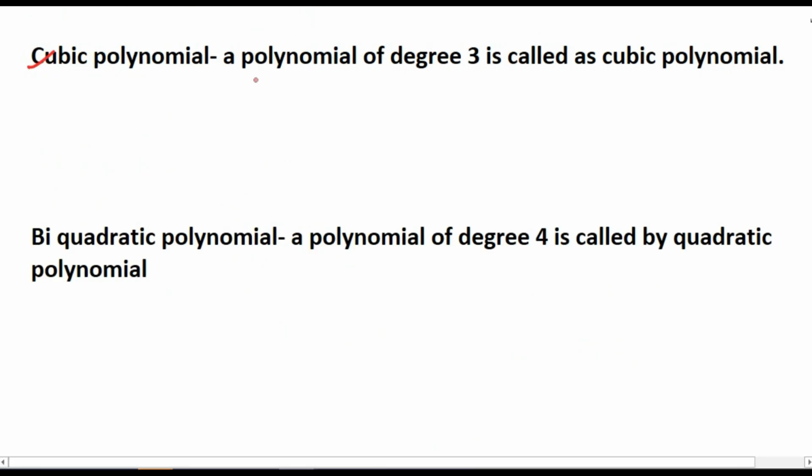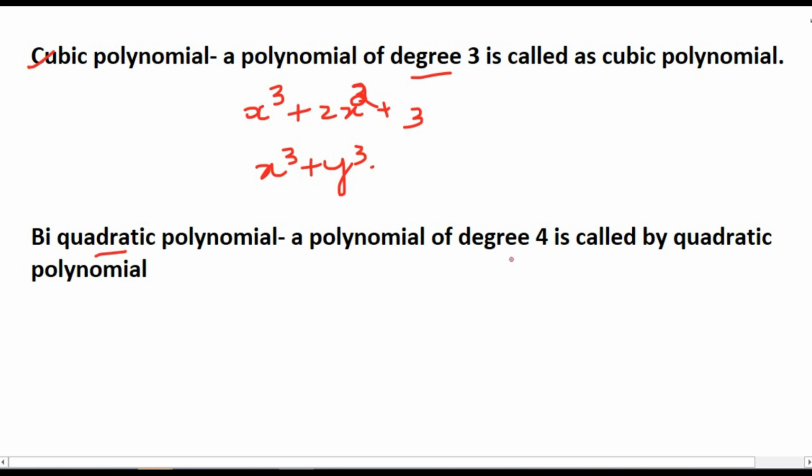Now next is cubic polynomial. A polynomial of degree 3 is called a cubic polynomial. I can write x cube plus 2x square plus 3. This is an example for a polynomial of degree 3. Or I can write x cube plus y cube. This is also a polynomial of degree 3.